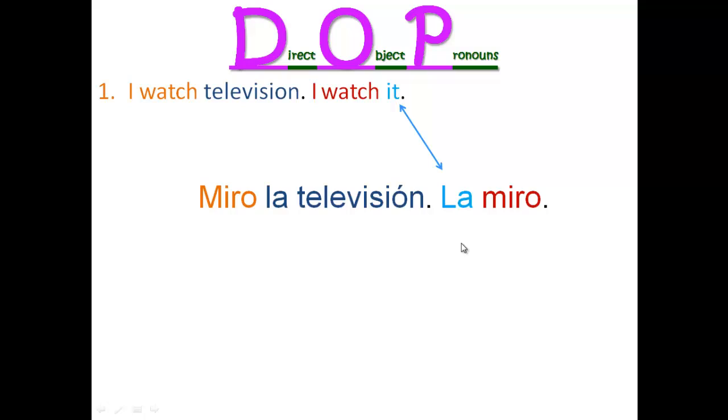Why is it la? So you can see that la is the it. We know it's a la and not a lo, because this la comes from la televisión, which is feminine, which is why it's la miro, okay? Because remember, there are two ways to say it in Spanish, lo or la, and you need to figure out if the noun that you're replacing with a direct object pronoun comes from a masculine noun or a feminine noun, and in this case, la televisión tells us it's a feminine noun, so it's la miro.